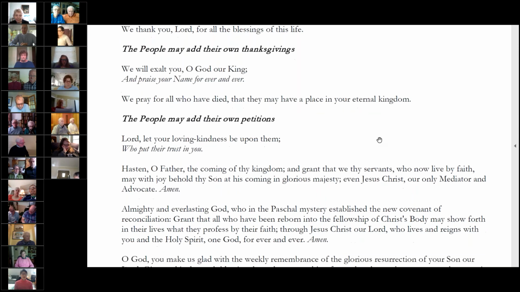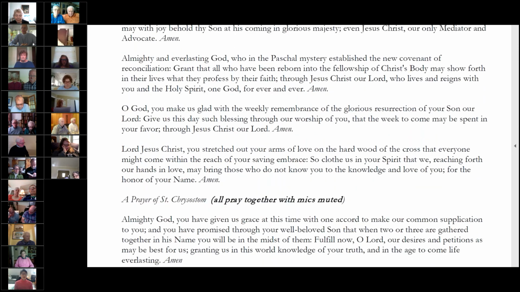Almighty and everlasting God, who in the Paschal mystery established a new covenant of reconciliation, grant that all who have been reborn into the fellowship of Christ's body may show forth in their lives what they profess by their faith. Through Jesus Christ, our Lord, who lives and reigns with you and the Holy Spirit, one God, forever and ever. Amen.